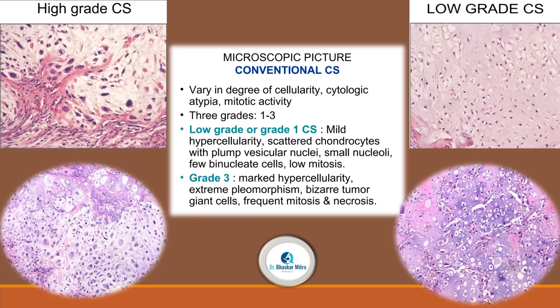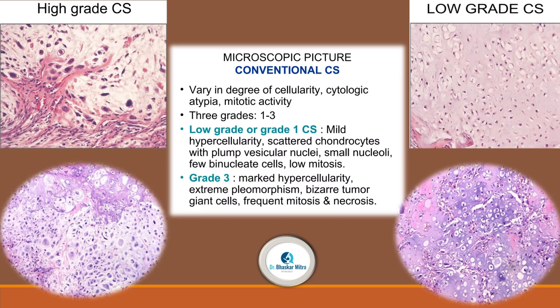Now this is the high-grade chondrosarcoma, the conventional one, where we can see hypercellularity, scattered chondrocytes with plump vesicular nuclei and small nucleoli. Some of them are binucleated with a low mitosis rate. There the cellularity is increased. The chondrocytes per lacuna are much increased.